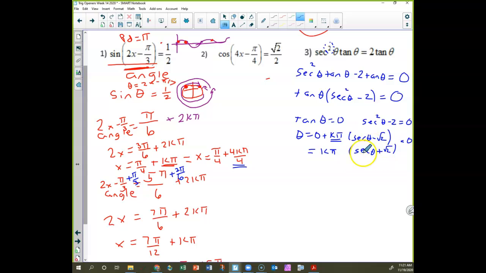And I have the same thing. I've got two things multiplied together. One of those two things, I'm going to space out so I have a little more room, is going to equal 0. Might be both of them, but at least one of them is going to equal 0. So secant of theta minus root 2 is going to equal 0, or secant is going to equal root 2. Or I could have secant of theta plus root 2 is equal to 0, so secant is equal to negative root 2.